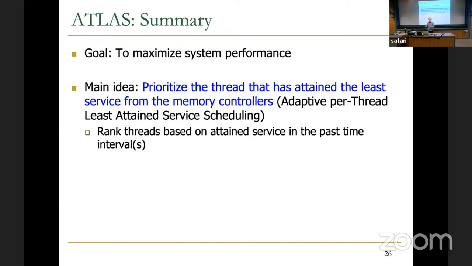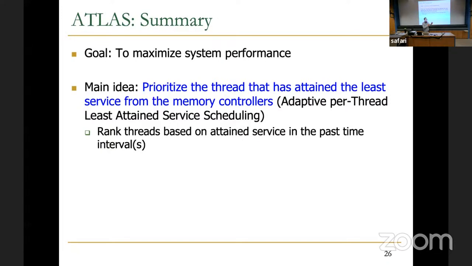That's why if you calculate the amount of service a thread has received in the past, you can use that as a predictor of how much more service the thread will require into the future. And if your goal is to prioritize the shortest job first, then you should probably prioritize the thread that has attained the least service so far from the memory.